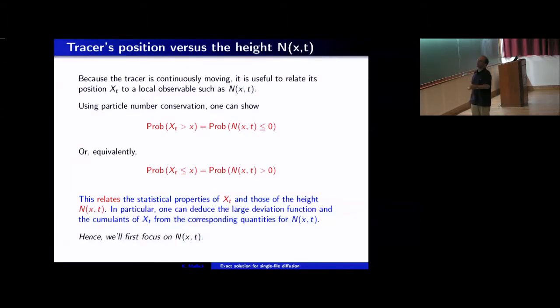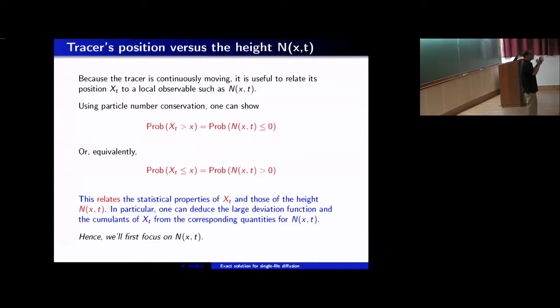Equivalently, you have the other relation. So from now on, we shall mostly focus on this height variable, because we cannot forget about the tracer for the moment. Okay, so now here comes the result. We want to compute the distribution of these height variables nxt for all values of x, and possibly for all finite value of time, or if not, for large times.